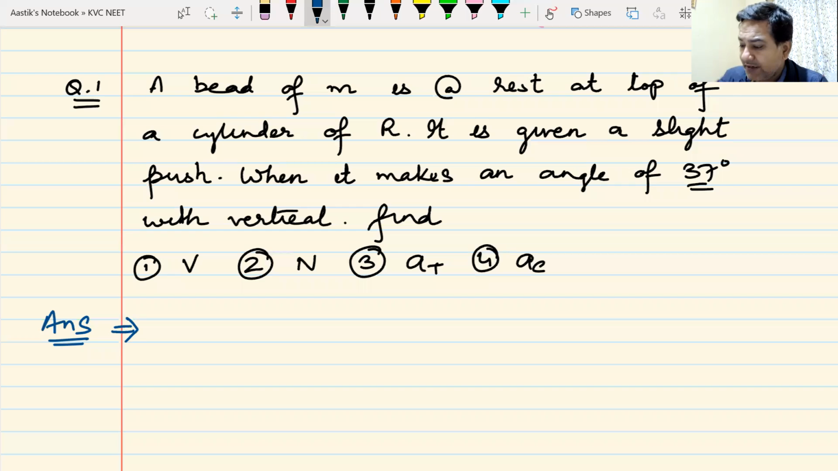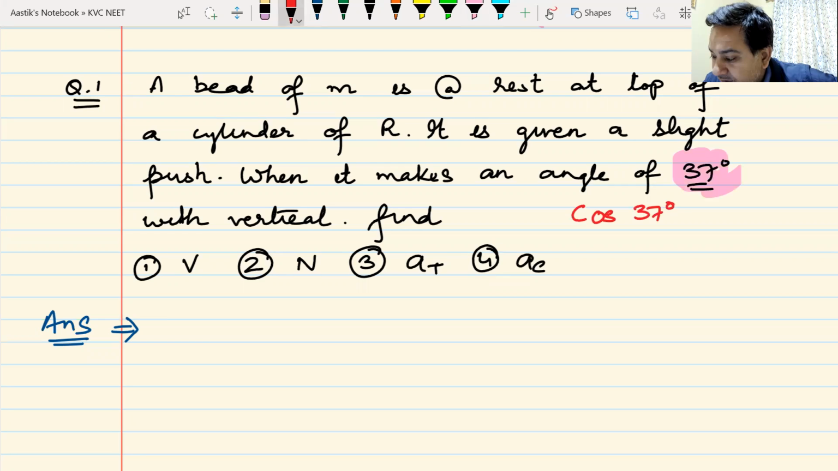Okay then, let us solve this question. How are you going to solve this question? Everything is given. The angle that it makes is 37. You have to remember the value of cos of 37 and sine of 37. I hope everyone remembers this.